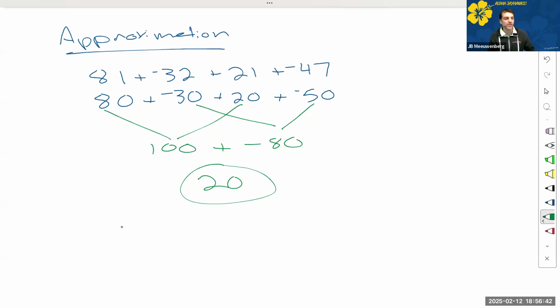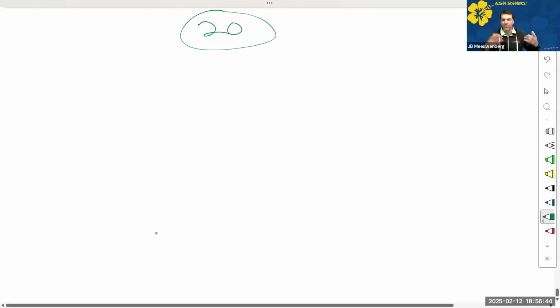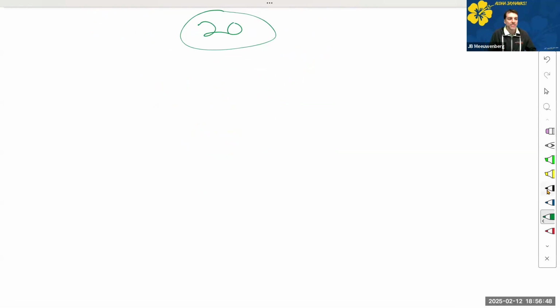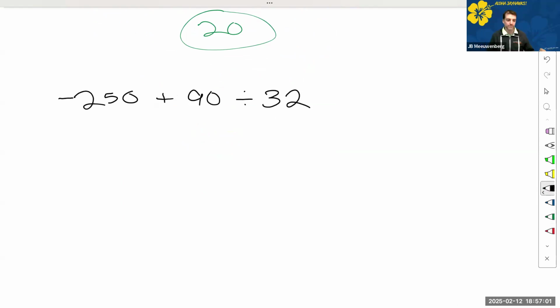So the last one that we want to do with approximation, rounding, compatible numbers, whatever strategy you find best, is this one. -250 plus 90 divided by 32. So go ahead and give that one your best shot.